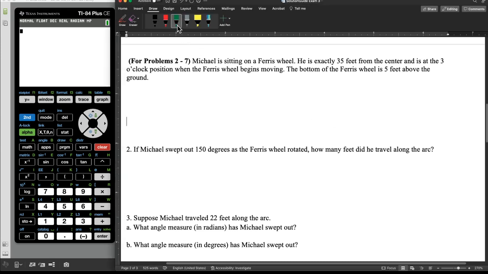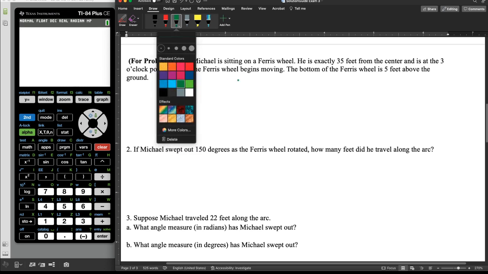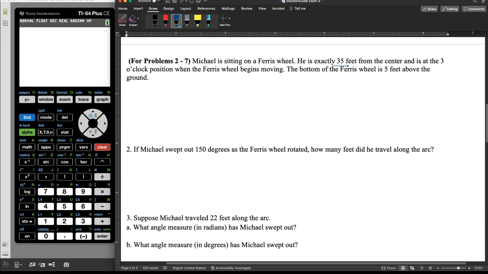Question number 2 on exam 3 review. We've got a Ferris wheel. I guess it's me. I'm sitting on a Ferris wheel. Maybe it's not me. Let's change this to blue. There we go. Exactly 35 feet from the center.